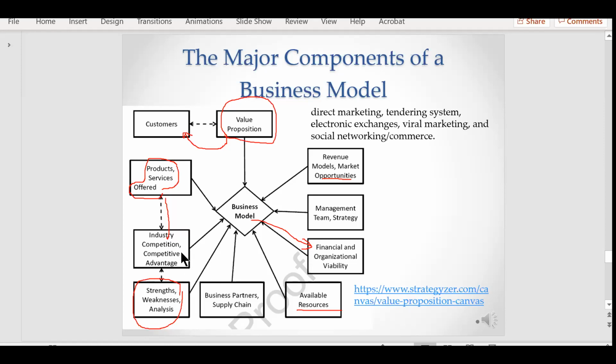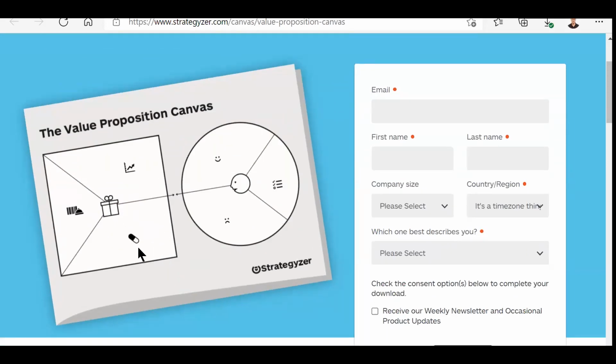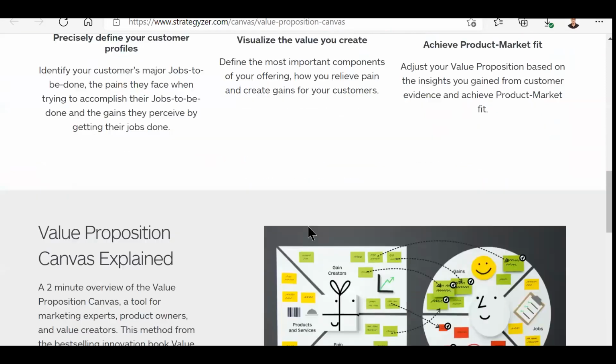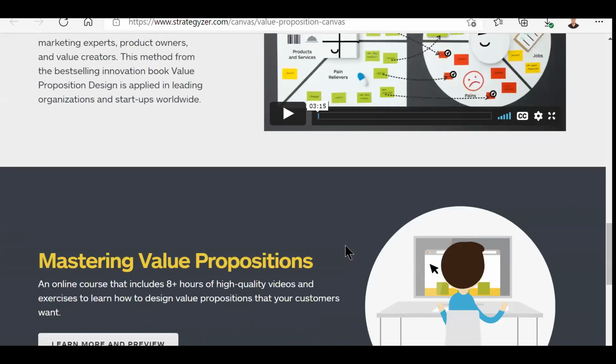So you do competitive analysis, and look at the available resources. What is your strength? What are your available resources based on your financial power and strength, etc. Some people actually use this strategizer to help them draw the value proposition. That's where I just mentioned the pain and the gain, and the pain reliever or the gain creator that you can come up with. This is a gain creator, pain reliever, as I mentioned.